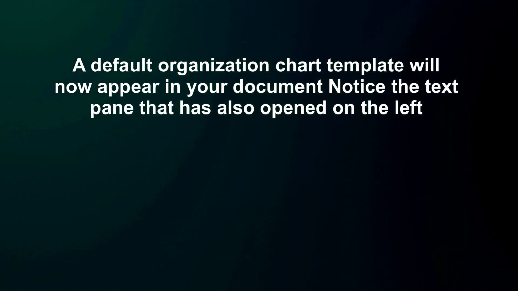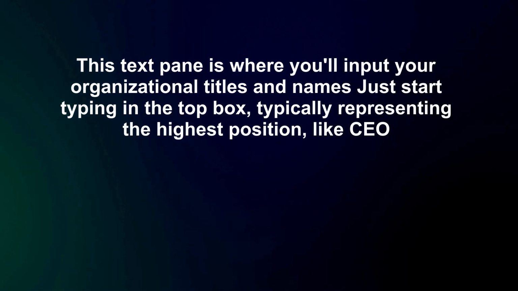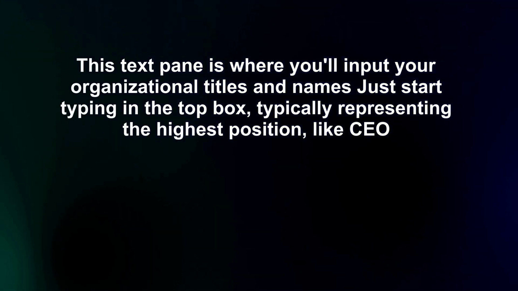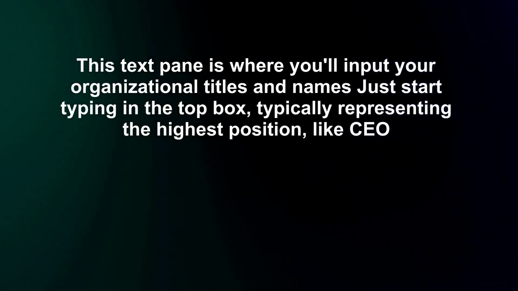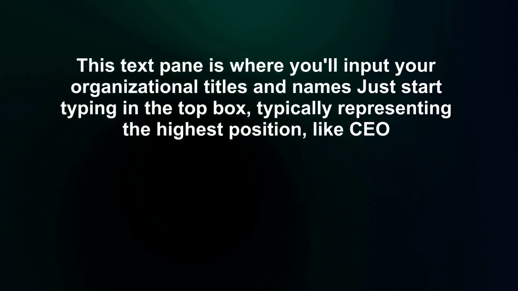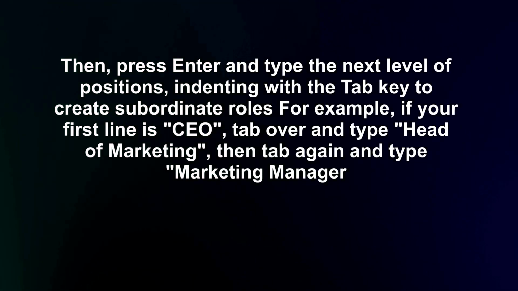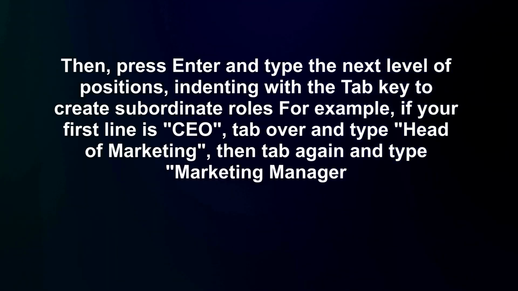Notice the text pane that has also opened on the left. This text pane is where you'll input your organizational titles and names. Just start typing in the top box, typically representing the highest position, like CEO. Then, press Enter and type the next level of positions, indenting with the Tab key to create subordinate roles.